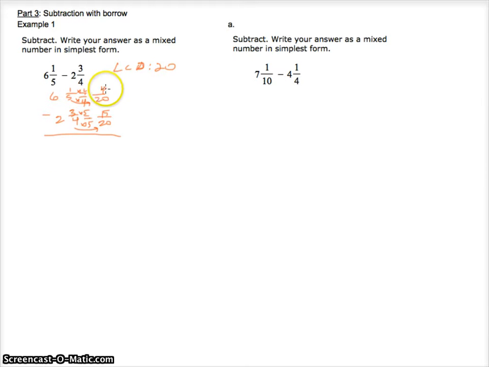Now when I go to subtract, I cannot do 4 minus 15 in this scenario. 4 is smaller. I don't have a negative sign rule, so I can borrow. So I'm going to cross this out and make it 5. What I'm going to do is take the value of the denominator and add it to the numerator. So now I have 5 and 24 over 20.